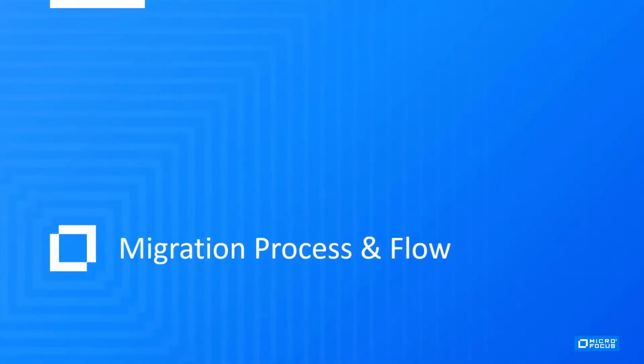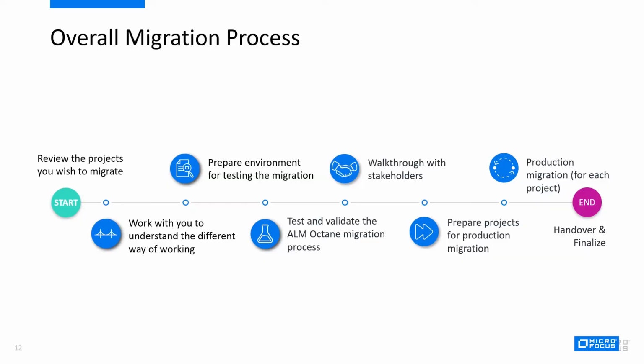Okay, now let's go through the migration process and flow. Migrating from Jira and XRay to ALM Octane is not just about moving the data itself, but includes other aspects, such as migrating only the relevant projects, defining the best workflow, configuring the tool, testing and validating the migration, and so on. And there is some preparation that has to be done before the production data migration should start, so that it will fit the customer's business needs.